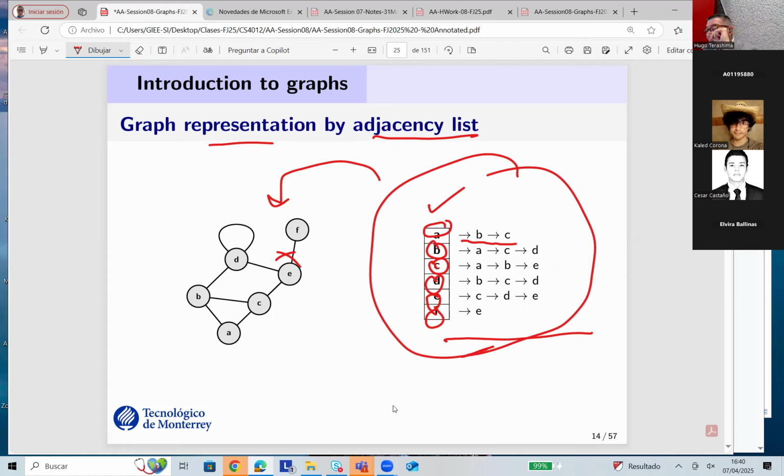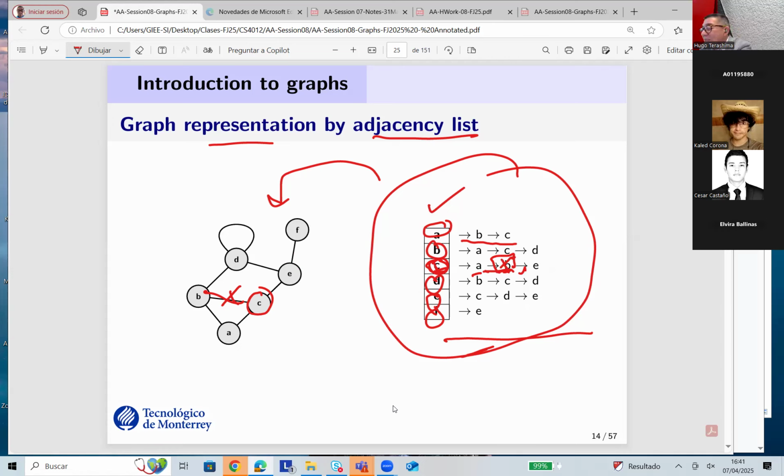If you want to delete the connection between B and C, or maybe not that one in particular, but for example C and B, and you delete this one, what do you need to do? Start here and then go there. Is that B? No. Is that B? Yes. So you have to delete this and update the pointers there. So it's not that easy, right?